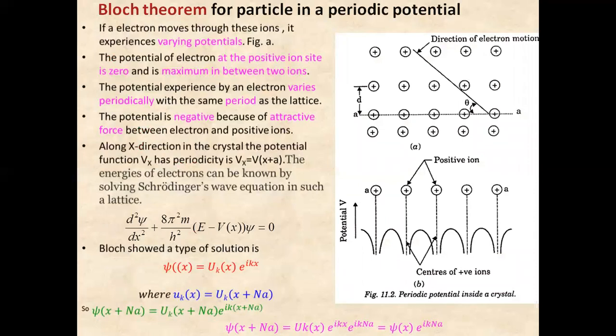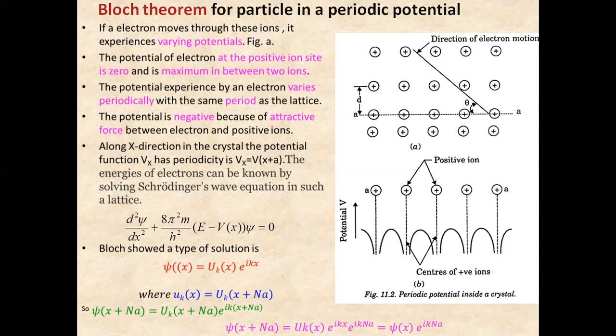Bloch's theorem explains how the potential can vary from one site to another, that is, from one point to another point. Here, the potential varies periodically if the electron is moving in the positive lattice ion sites, or if you are considering a network of lattice ions, there is a periodic potential variation. That's why the electron experiences a potential in a periodic manner. A negative potential is present because of the attractive force between the electron and the positive ions.